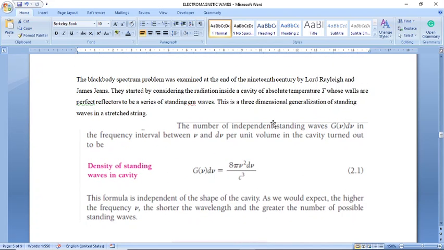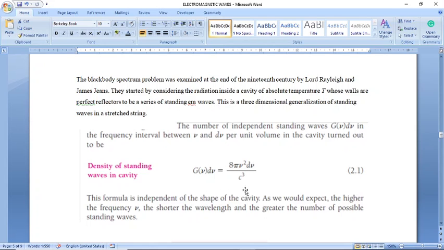ദ നമ്പർ ഓഫ് ഇൻഡിപെൻഡൻറ്റ് സ്റ്റാൻഡിങ് വേവ്സ് g(nu) d nu in the frequency interval between nu and nu plus d nu per unit volume in the cavity turned out to be 8 pi nu square d nu by c cube. അപ്പോൾ നിങ്ങൾ നോട്ട് ചെയ്ത് വെക്കാം. This is the density of standing waves in a cavity. The density of standing waves in a cavity is 8 pi nu square d nu by c cube.